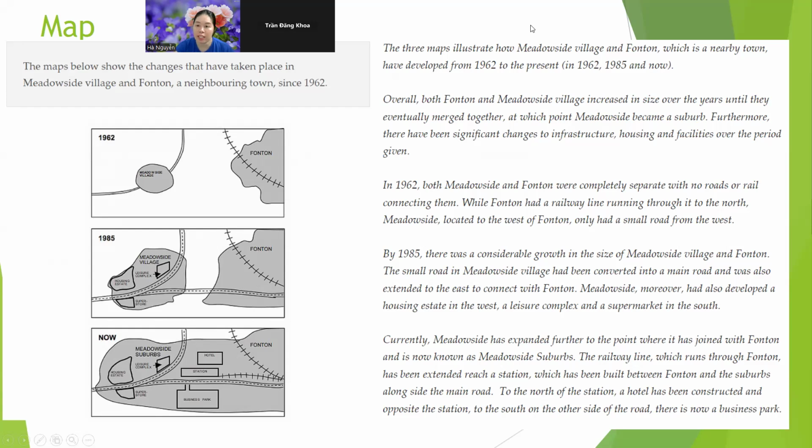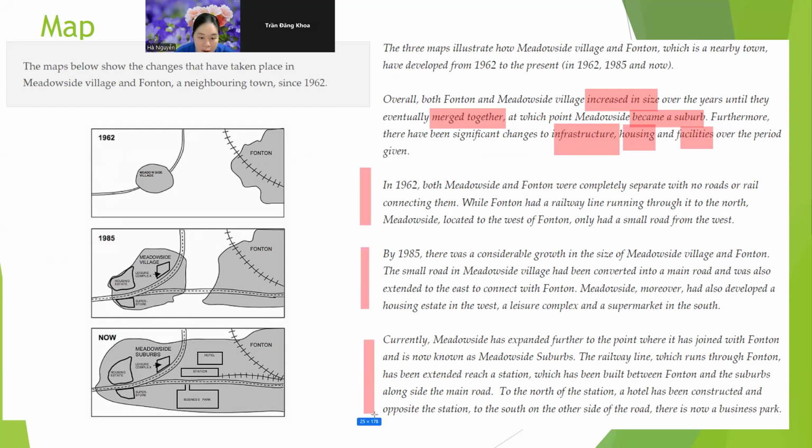Not only that, the writer has used verbs to describe change. Increase in size, merge together, became a suburb. So there are verbs to describe changes. Also, nouns: significant changes to infrastructure, housing, facilities, right? So verbs and nouns to describe changes and details on a map. Now, as you know, body 1 describes map 1. Body 2 describes the changes from map 1 to map 2. And finally, the conclusion. So just look at some of the phrases.